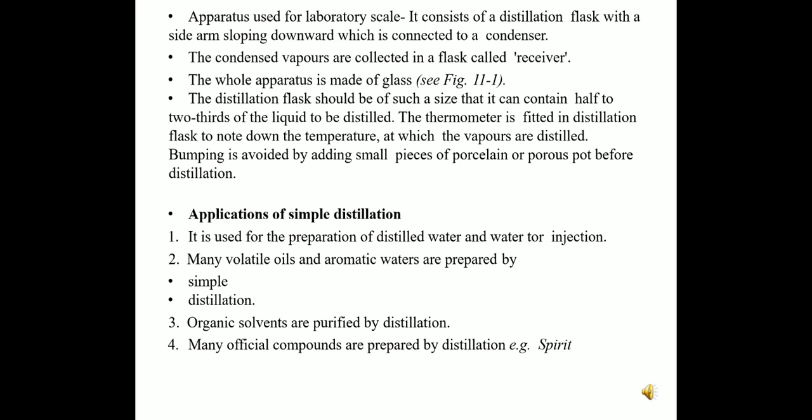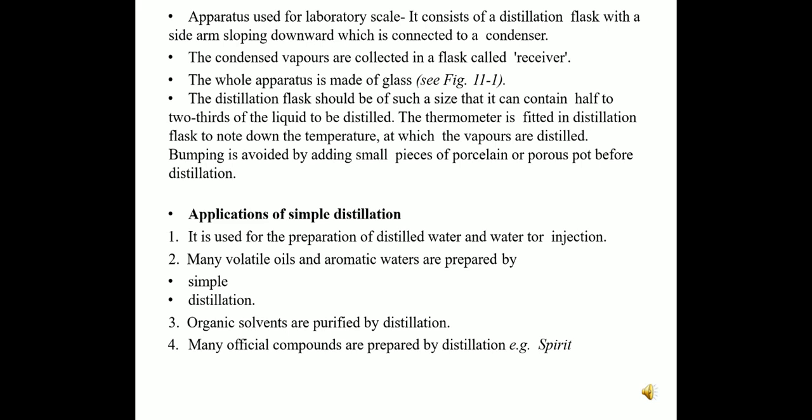Apparatus used for the laboratory scale. It consists of a distillation flask with a side arm sloping downward which is connected to the condenser. The condensed vapors are collected in a flask called the receiver. The whole apparatus is made up of glass.